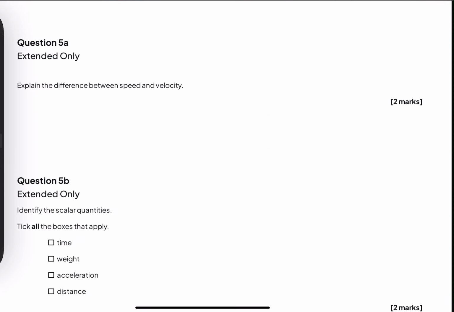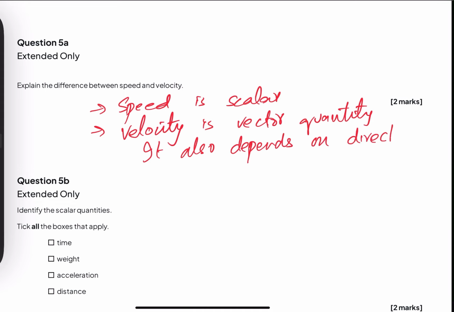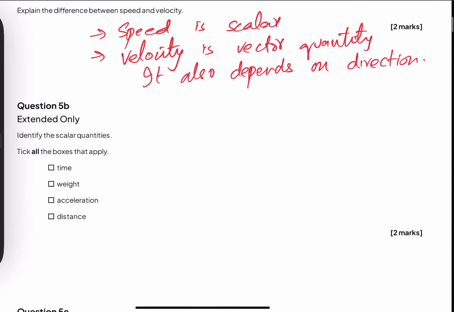In question 5a, we have to explain the difference between speed and velocity. So speed is a scalar quantity, whereas velocity is a vector quantity. Okay, this is the difference between them. Velocity also depends on direction. Speed only depends on the magnitude.